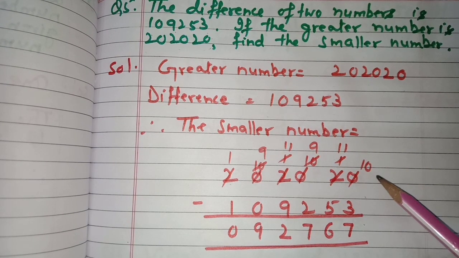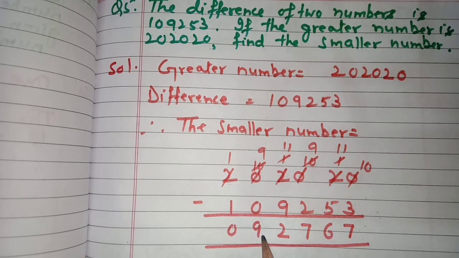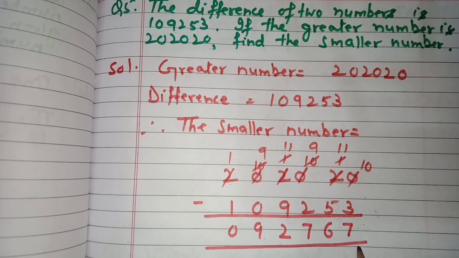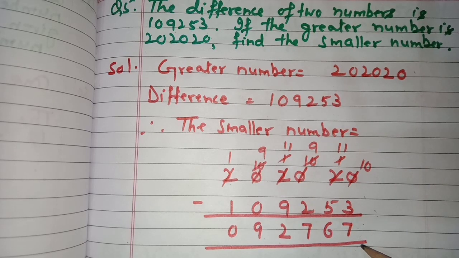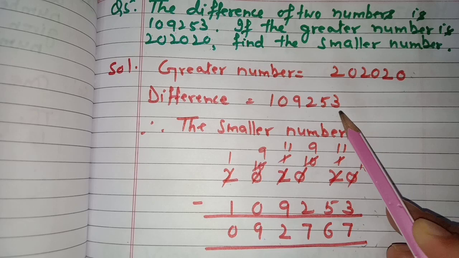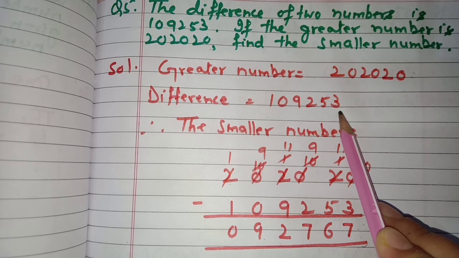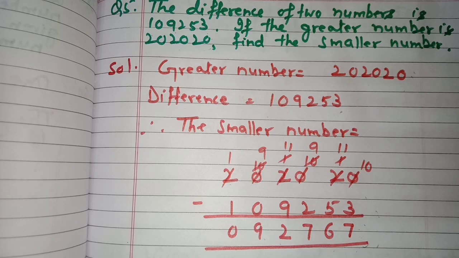So let us subtract the numbers. The greater number we have to write on the top and the smaller at the bottom. And after subtraction, what will we get? 92,767. This is the smaller number. And you can check whether your answer is correct or not. So this is the greater number. This is your smaller number. You can subtract these two numbers, and if your difference is equal to the difference that is given in the question, it means your answer is correct. So you can check your question.